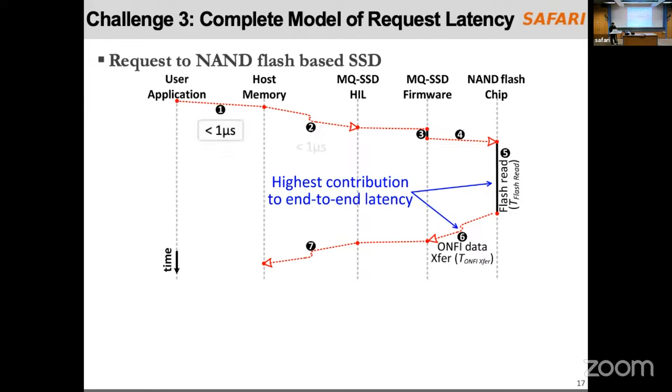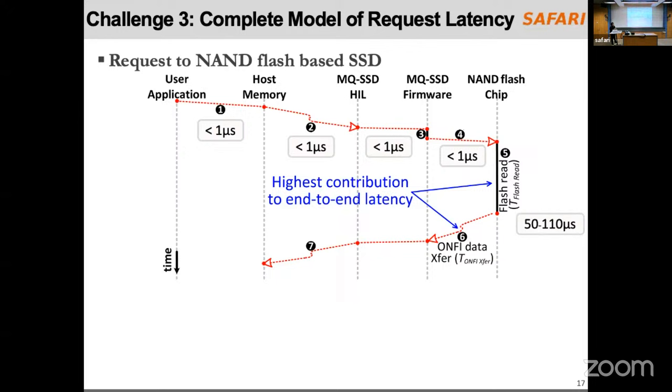Here we see that the command sent from the user application to the host memory takes less than 1 microsecond. And from the host memory, which is the DRAM, to the host interface layer inside the device, even that takes less time. Then it goes to the firmware and then to the NAND flash chip. The most time consuming part of this exercise is the flash read and the data transfer from the flash chip to, let's say, the firmware. As we show here, those are the highest contributing latencies.